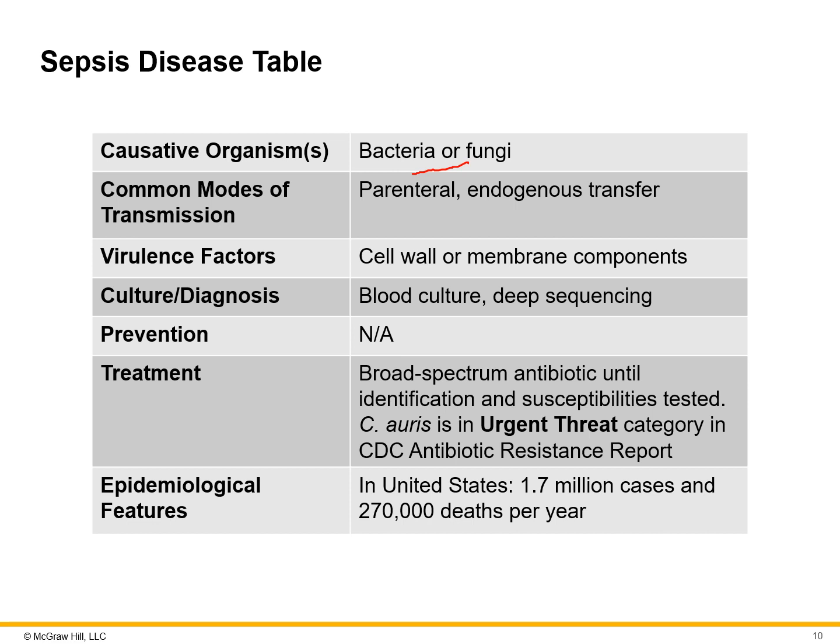All right, so if we look here at the sepsis table, again, bacteria or fungi can get into the bloodstream and start dividing. Again, it has to be put in there, so parenteral or endogenous transfer. Again, the virulence is that endotoxin, so that LPS in the gram-negative cell walls, or other membrane components. Treatment is with broad spectrum antibiotics. This is urgent treatment, just because once those bacteria or fungi get into the blood, they can essentially go anywhere. So again, urgent threat list.